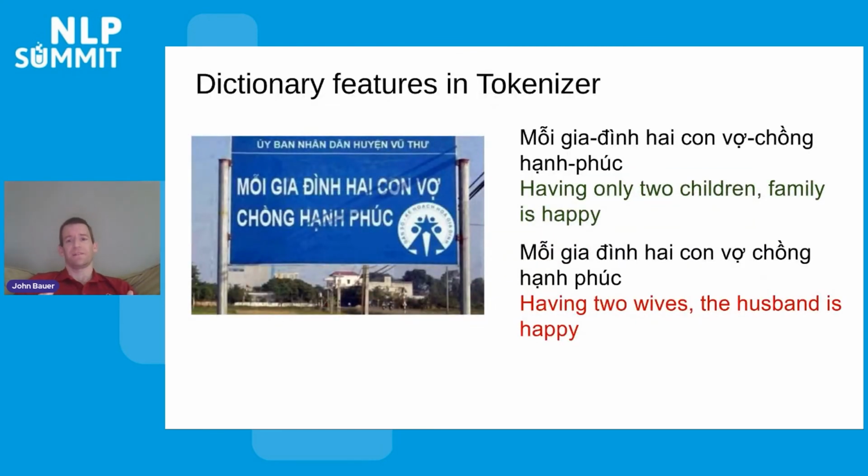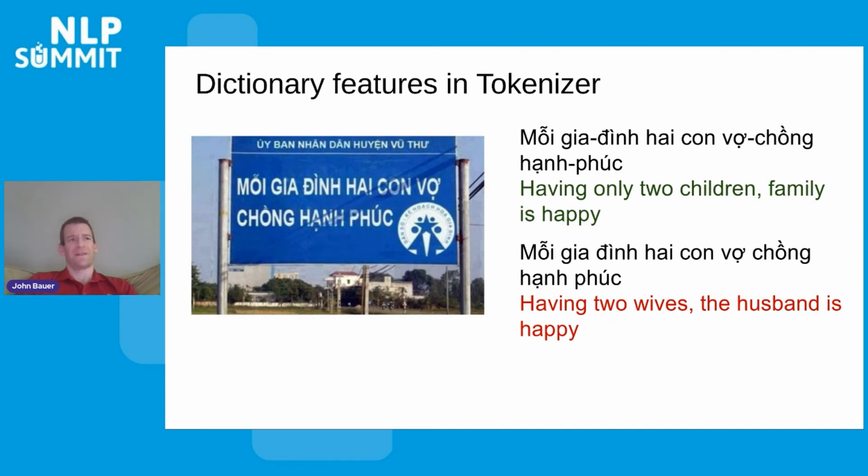The dictionary features. Here's a simple example of the motivation behind why we need this. A Vietnamese poster was attempting to announce that keeping the family size small would make the family happy. This was the message they were trying to convey, to keep the population growth from getting too extreme. However, if it's segmented incorrectly, lots of people pointed out that it made it sound like the husband will be happier with 2 wives.